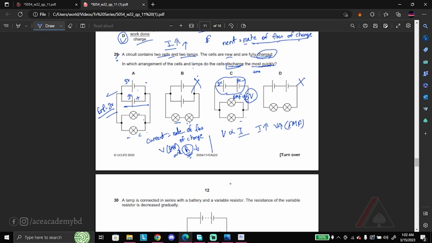So we can see that the EMF in option C is the largest, and the resistance of this circuit is the lowest. So these two factors combined give us the maximum current possible, which means the cells will discharge the most quickly in this circuit. So C is the answer.